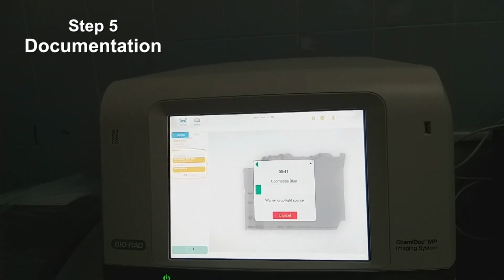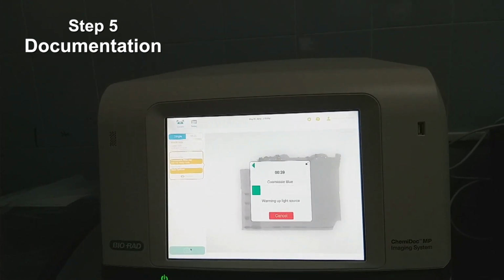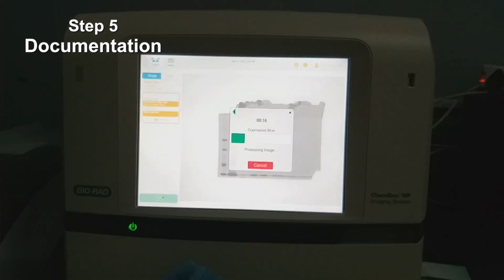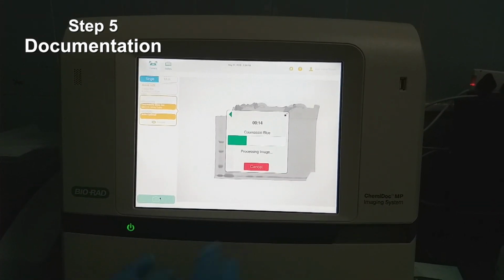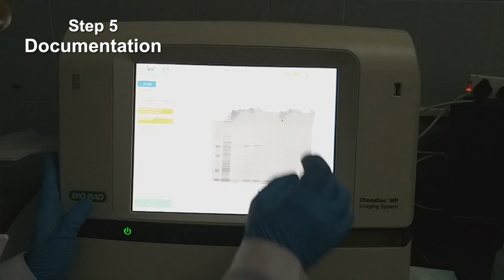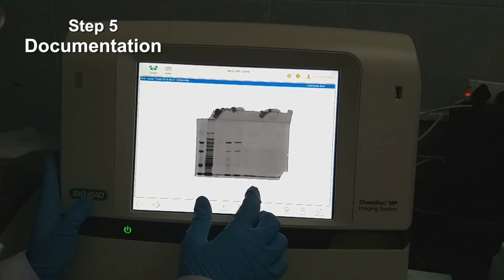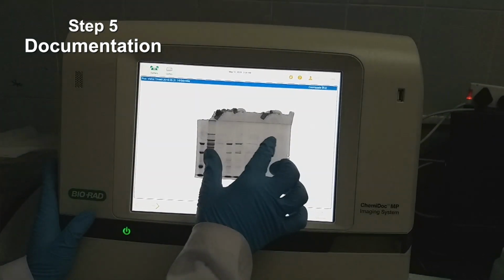It will take 1 to 3 minutes based on the signal intensity. As we can see, it is optimizing the signal intensity. You can minimize this one also so that you can see the gel image. So now it is over.